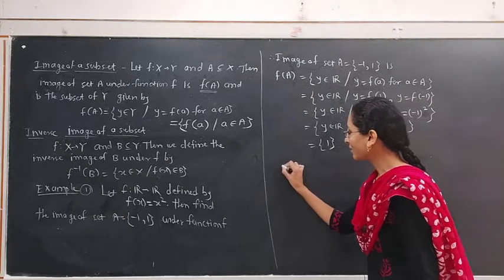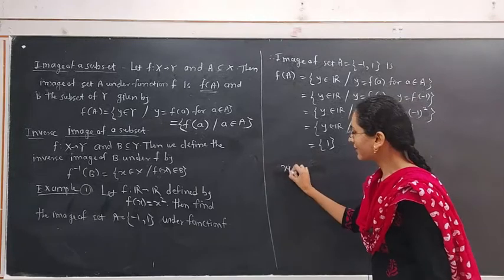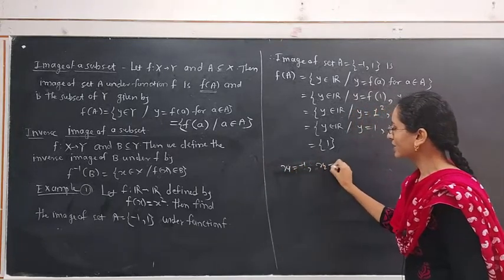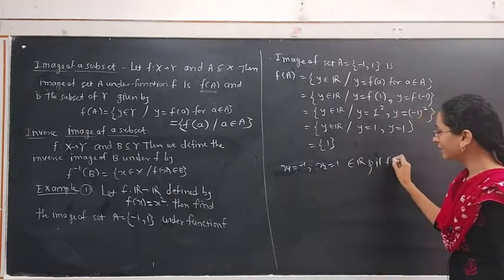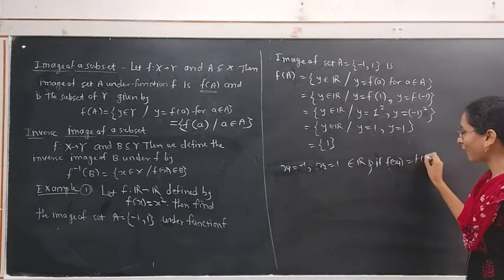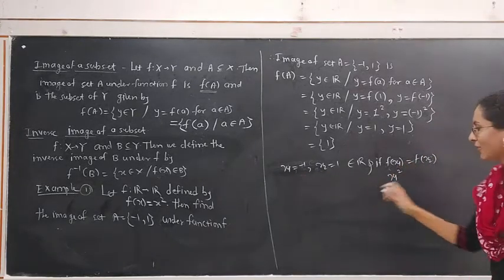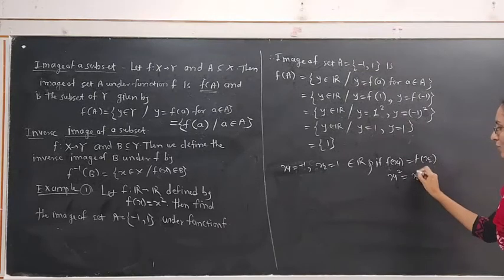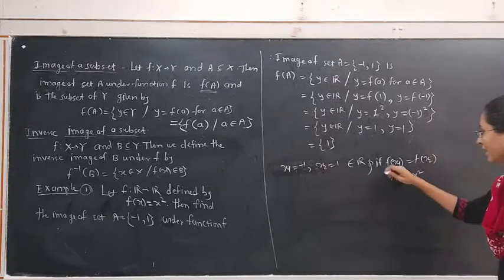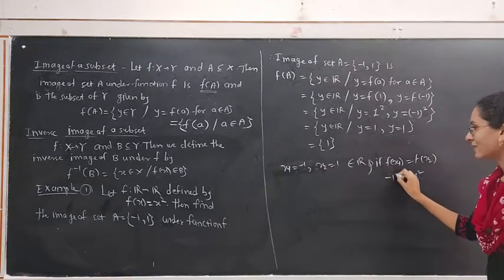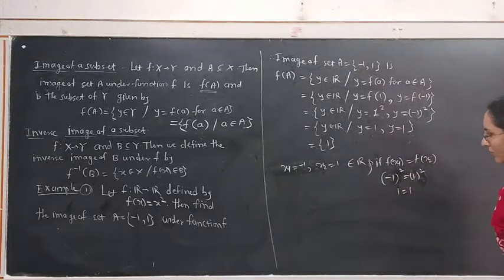Since if we consider minus 1 and 1 belonging to the set of real numbers, where x1 is minus 1 and x2 is 1, and if f of x1 is equal to f of x2. What is f of x1? x1 square, by definition of the function. What is f of x2? x2 square. But which are the values of x1 and x2? Minus 1 and 1. Hence minus 1 square is equal to 1 square, 1 is equal to 1.